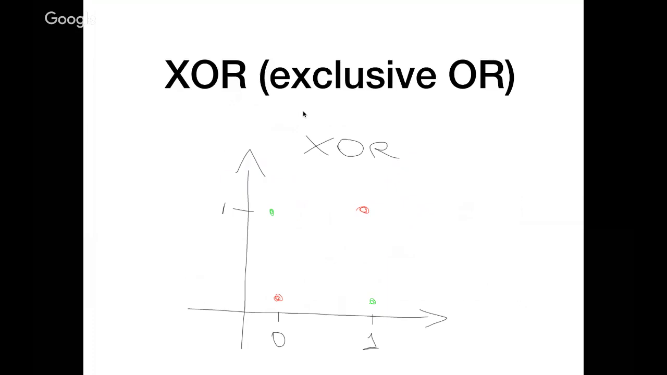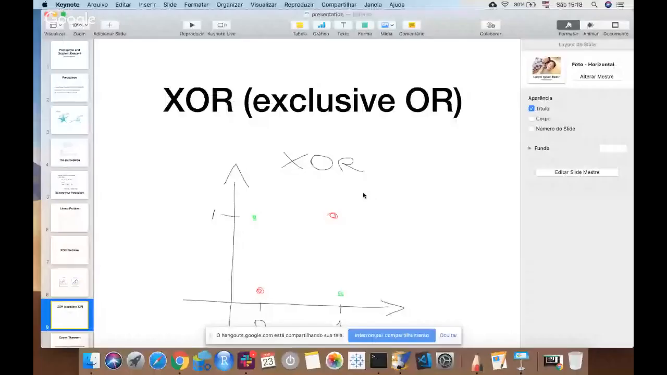Here we have the XOR problem. Basically, it is the exclusive OR. Which means you have two variables, x and y. The output will be 1 if one of these variables is 1 and the other one is 0. If both these variables are 1, it's going to be 0. If both of them are 0, it's going to be 0. But if y is 1 and x is 0, it's going to be 1. And if x is 1 and y is 0, it's also going to be 1.